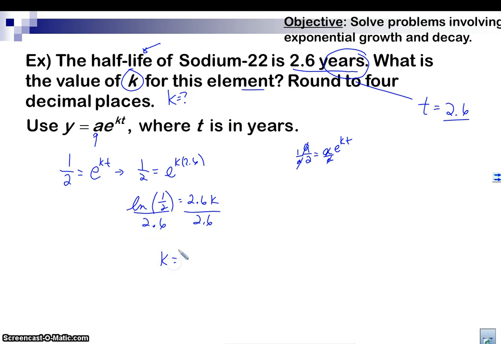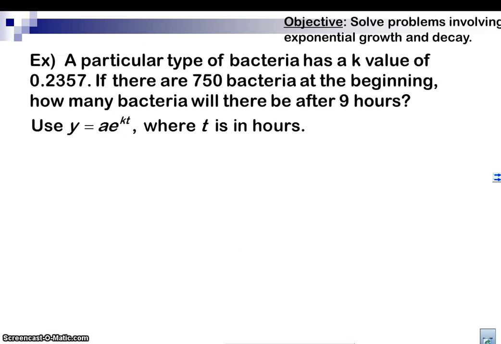So k is ln of 1/2 over 2.6. I use my calculator to figure that out, and that comes out to be negative 0.2666. Ooh, scary. That's my k value, guys. Let's take a look at the next one.